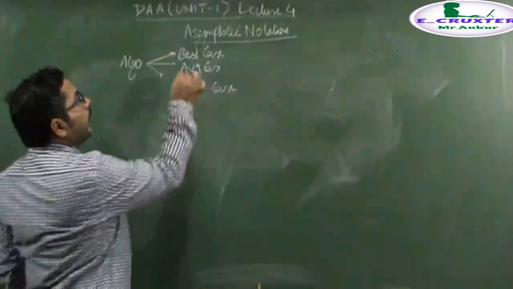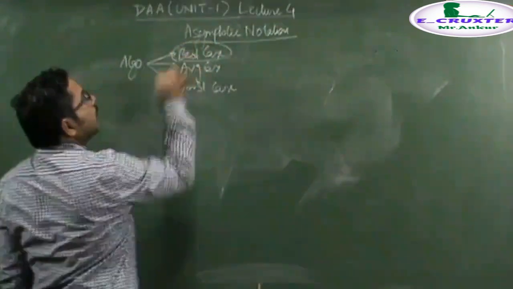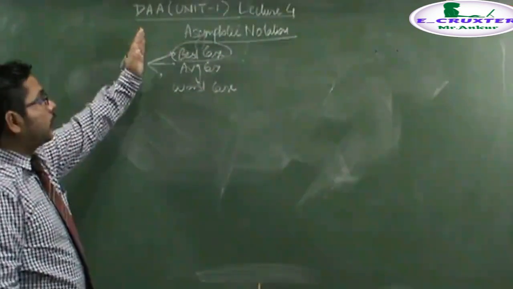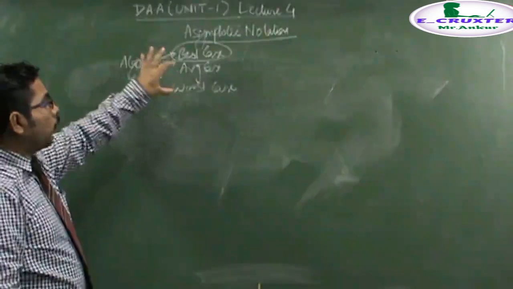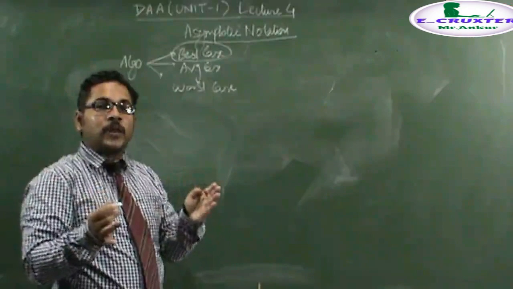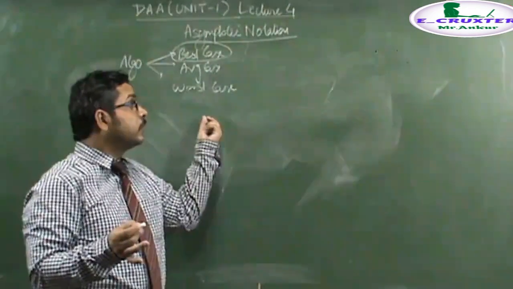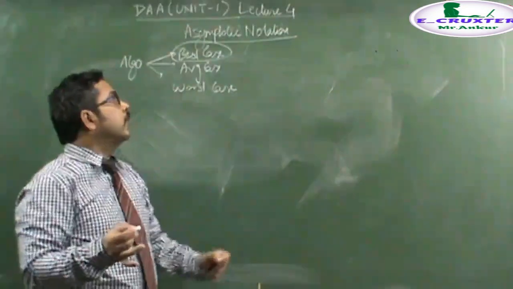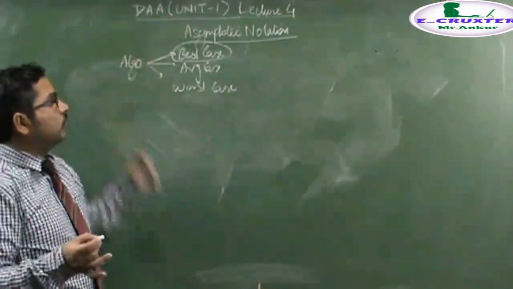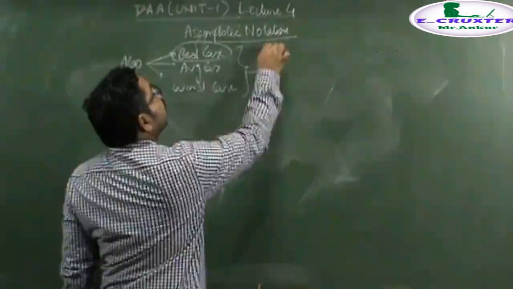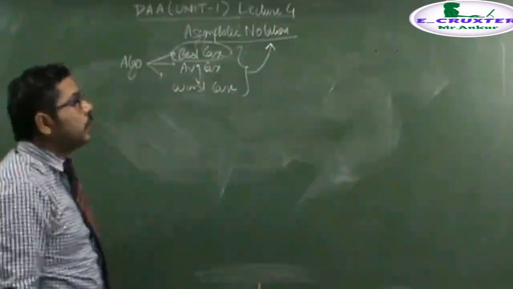The best case provides us the best time of the algorithm, that is, what is the minimum time which the algorithm will take. Worst case tells us, for a given input, what is the maximum time an algorithm is taking. For example, if we talk about insertion sort, the maximum time was of order of n square, and average is between best and worst case.